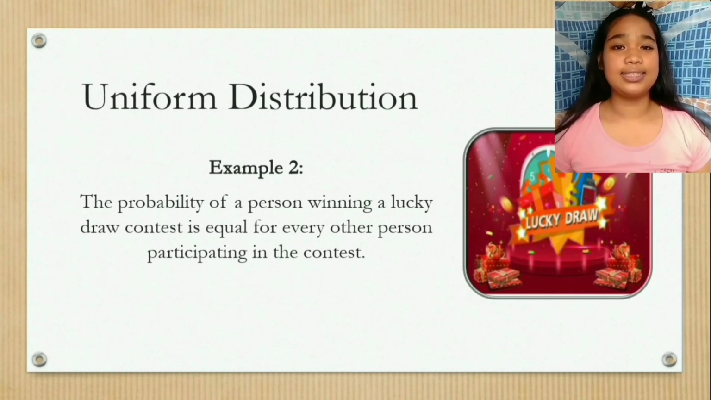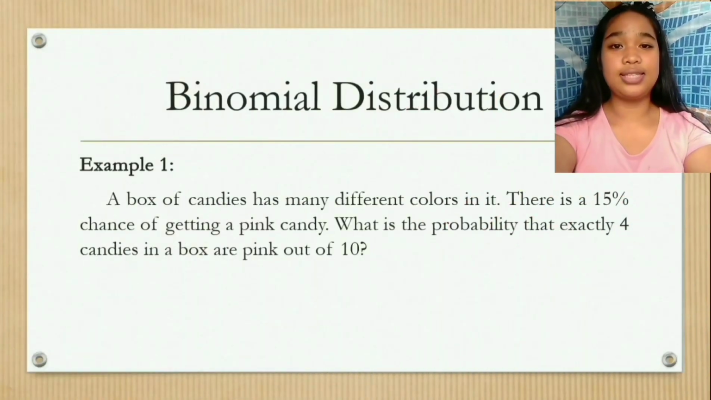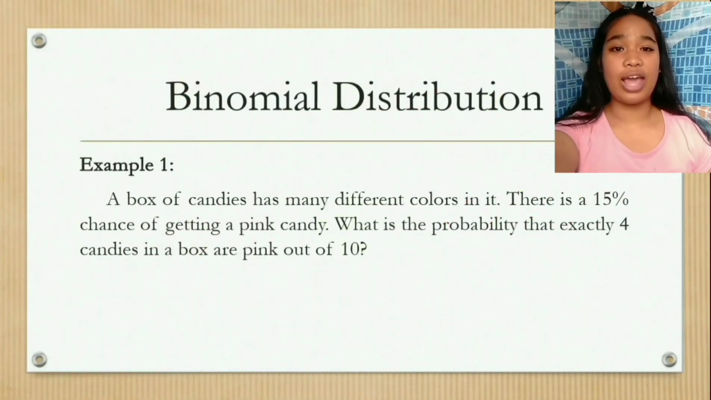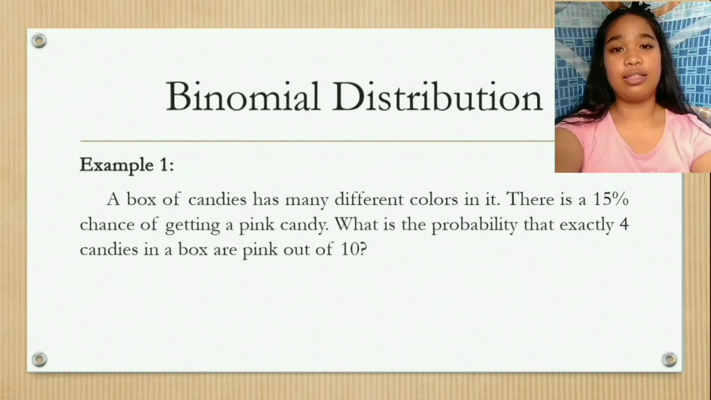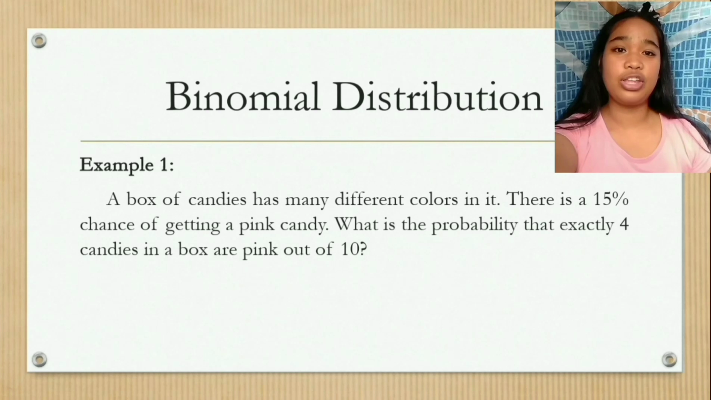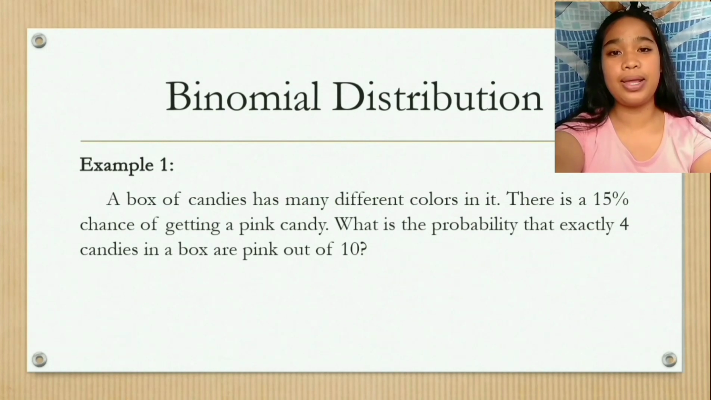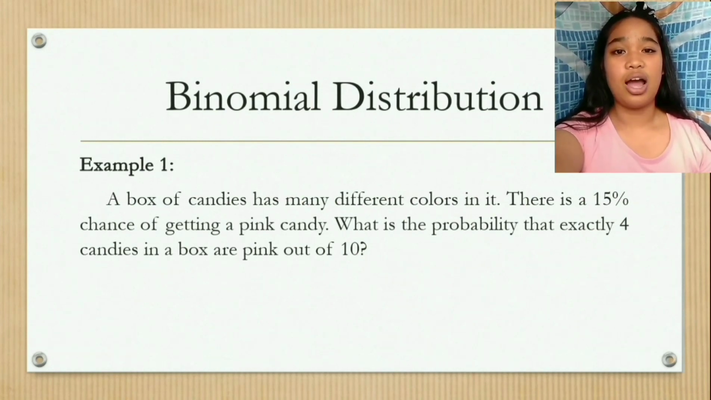So, next is the example of binomial distribution. Example 1. A box of candies has many different colors in it. There is a 15% chance of getting a pink candy. So, what is the probability that exactly 4 candies in a box are pink out of 10?